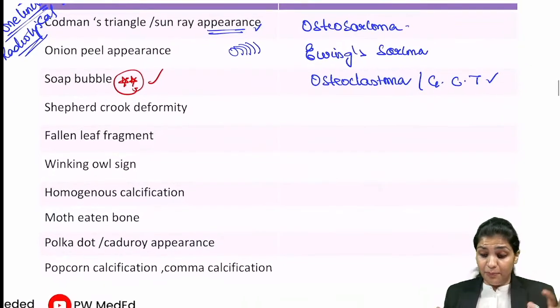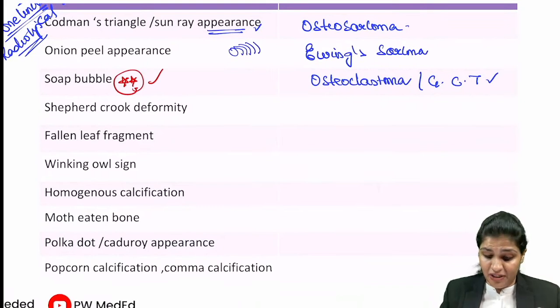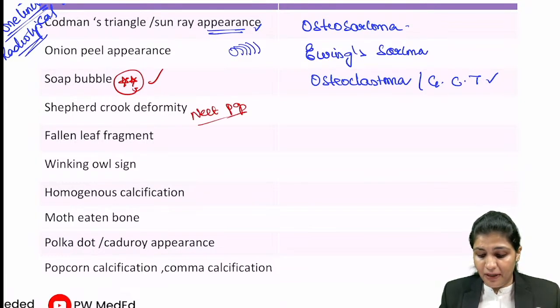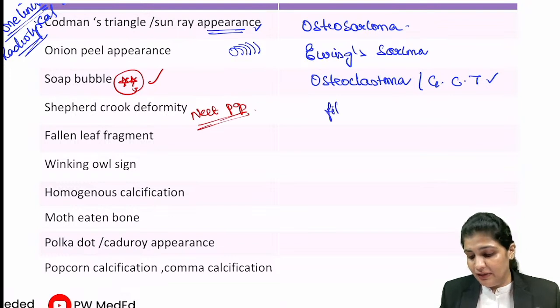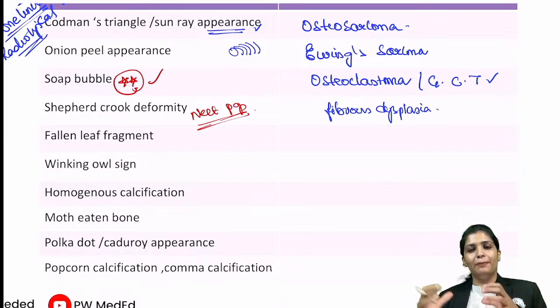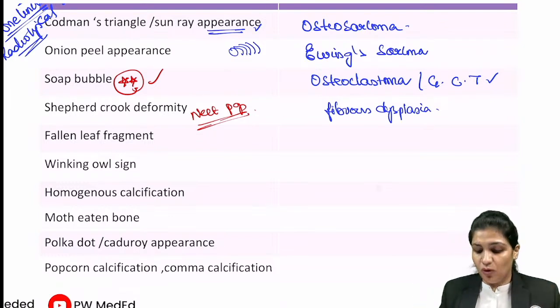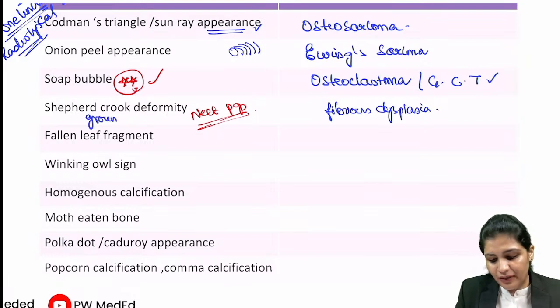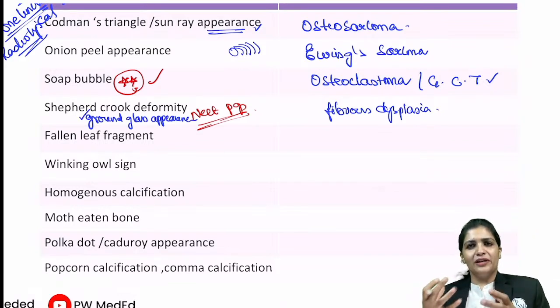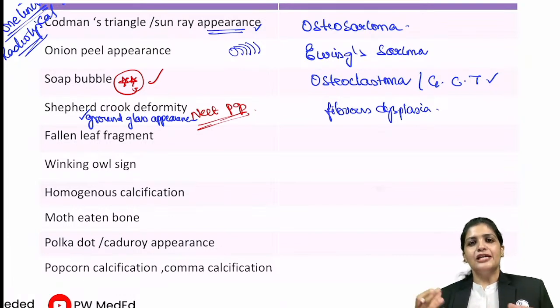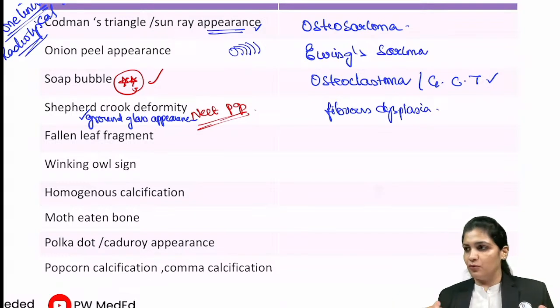Then comes the important one recently asked in the NEET PG, right? This is your Shepherd's crook deformity, which is seen in fibrous dysplasia. In fibrous dysplasia, whatever the bone part is replaced by fibrous tissue, hence this also looks like what is called the ground glass appearance. And because the fibrous tissue is not as strong as bone, it gets into deformed positions, and this deformity is nothing but your Shepherd's crook deformity, right? So Shepherd's crook deformity is seen in your fibrous dysplasia, right?